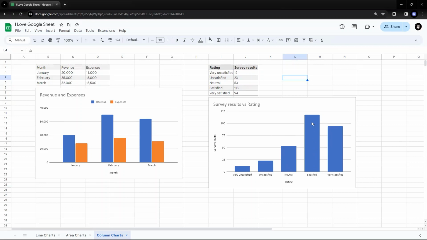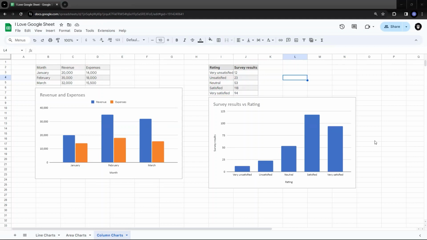So I can see here that satisfied is by far the highest, and very satisfied is the second highest among all the column charts provided for the categories. Yes, so this is how you plot normal column charts.